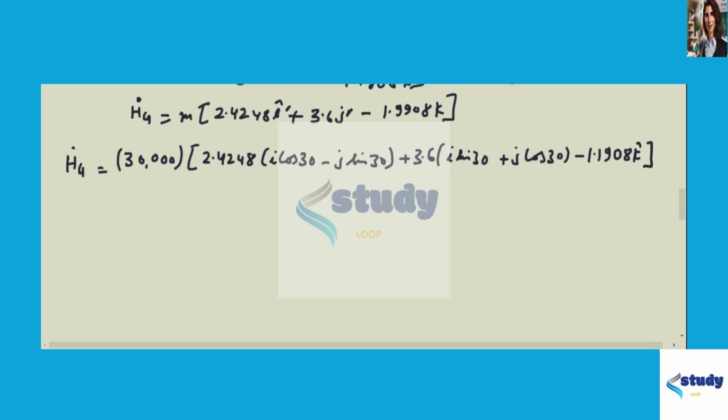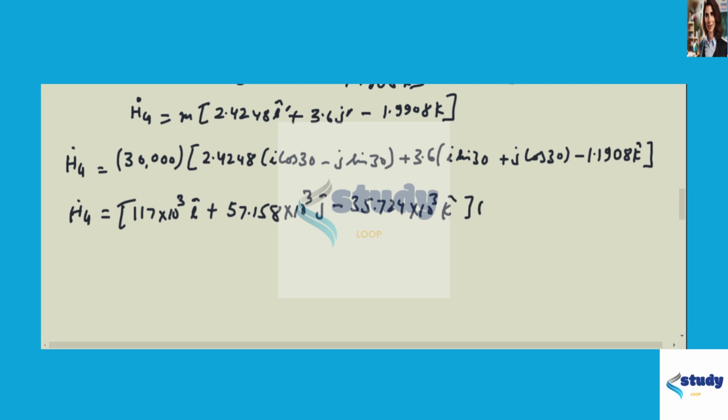On solving it, this can be written as 117 into 10 to the power 3 I cap, 57.158 into 10 to the power 3 J cap, minus 35.724 into 10 to the power 3 K cap Newton into meter.